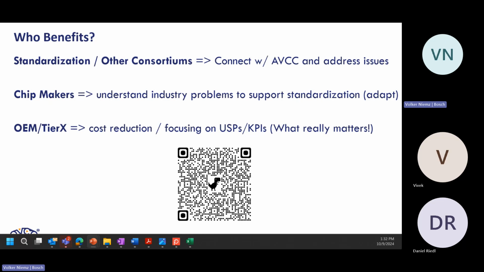And then for OEM or tier 1, tier 2, whatsoever, for us it would be a tremendous cost reduction. And cost reduction means we focus on real USPs. I would like my software team to focus on what really matters. I think all of the small nitty-gritty issues of porting software is not what matters. Even with this, I do not give value back to my customer. And this is my biggest concern.